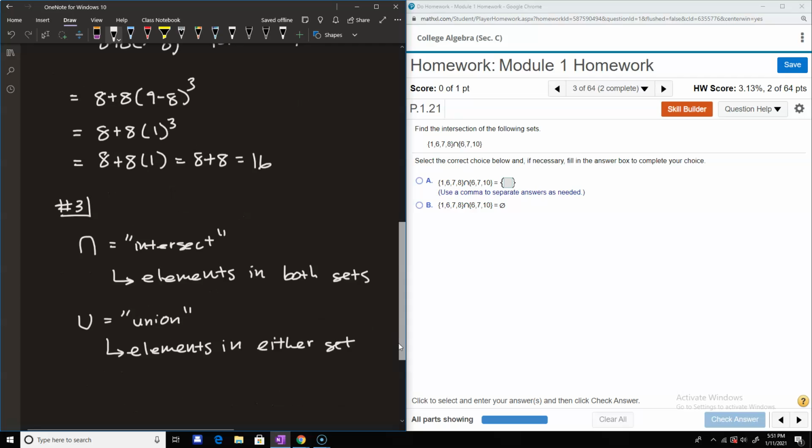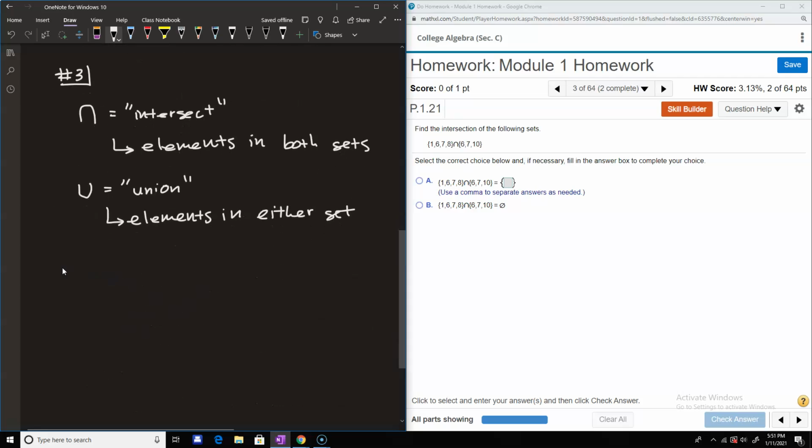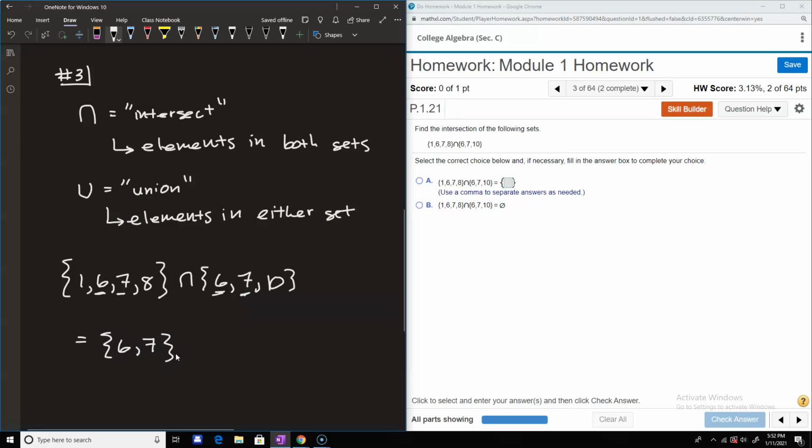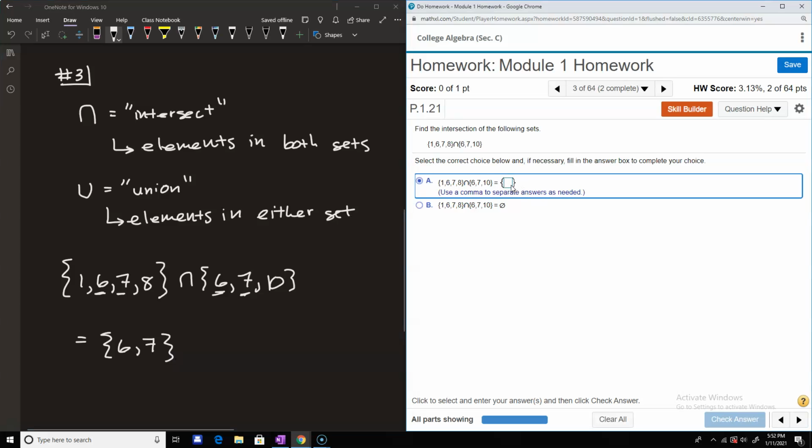So when we look at number 3 here, we have these 2 sets, which are essentially just lists of numbers, 1, 6, 7, 8. That set is being intersected with 6, 7, and 10. So to find the intersection, we just look at the elements that are in both sets. So we see 6 and 7 are in both sets. So those are the common elements. So when you intersect them, you just have 6 and 7, and that's it. So we would select A here and do 6, 7.